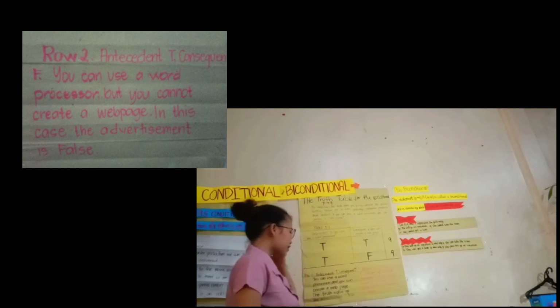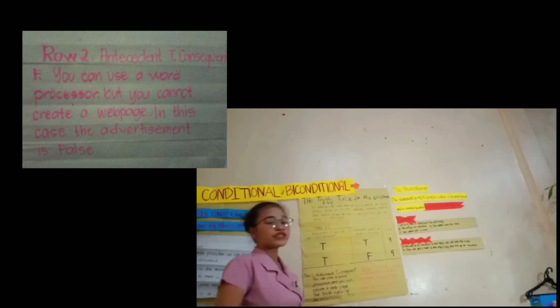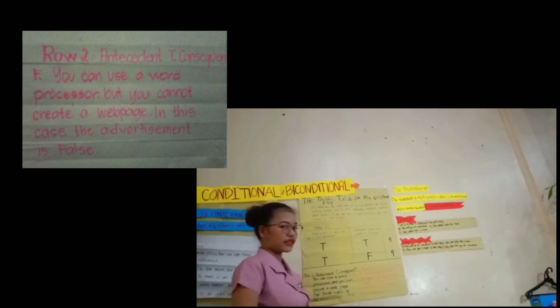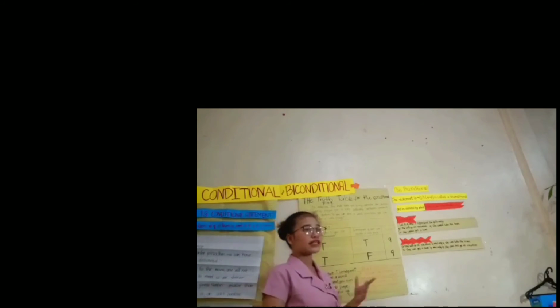Row 2 says that antecedent T and consequent F. You can use a word processor, but you cannot create a web page. In this case, the advertisement is false because, like what I said a while ago, anyone of us can create a web page and can use a word processor. So definitely, row 2 is false.